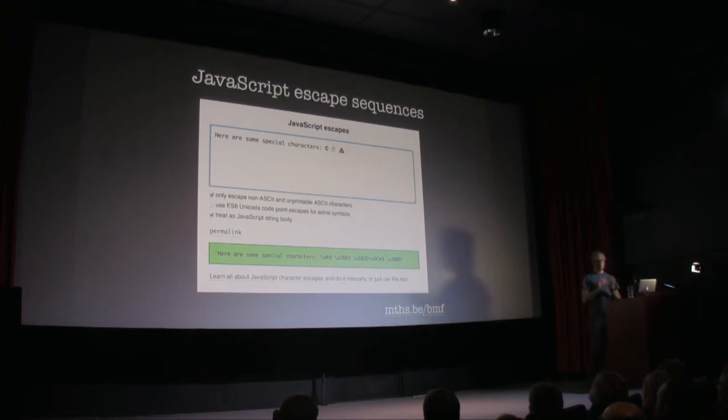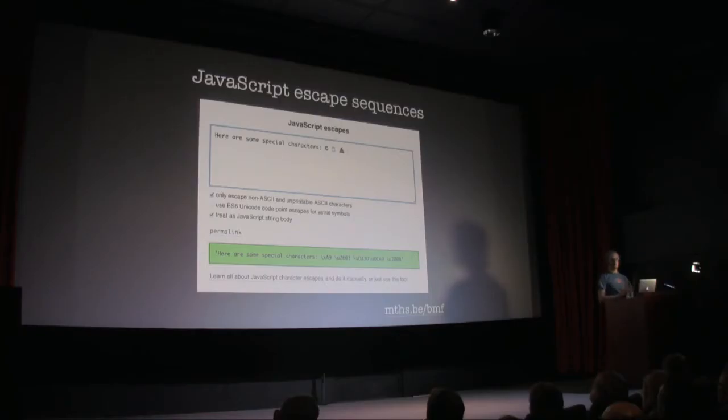So what I've been telling you so far about dealing with astral symbols, that's something you have to do all the time. You don't really have a choice because you never know what kind of user input you will be getting. But depending on your use case, that may not be enough. There might be other things that you need to do.